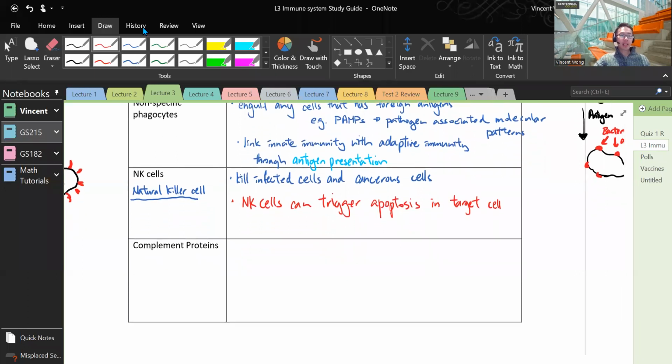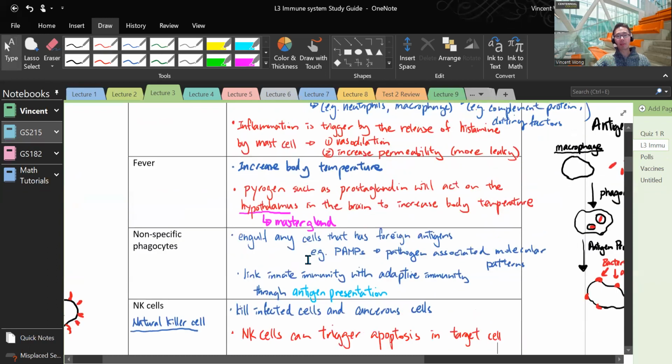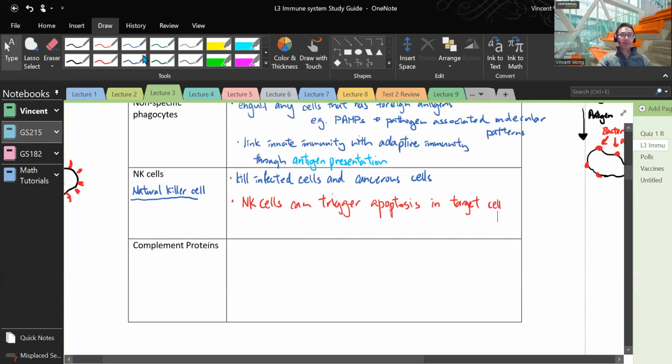Last but not least, we have our complement proteins, and we mentioned complement proteins earlier. When you want to recruit the phagocytes, it includes the complement proteins. So the purpose of the complement protein is to enhance, I think the notes use the word synergize, which means kind of the same thing, enhance other immune responses.